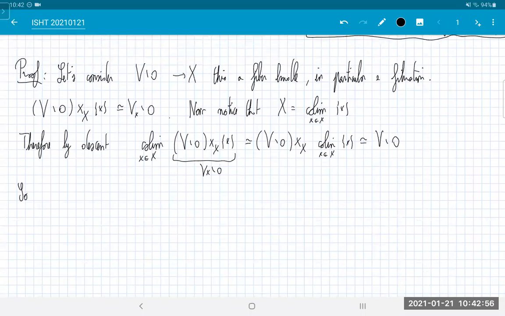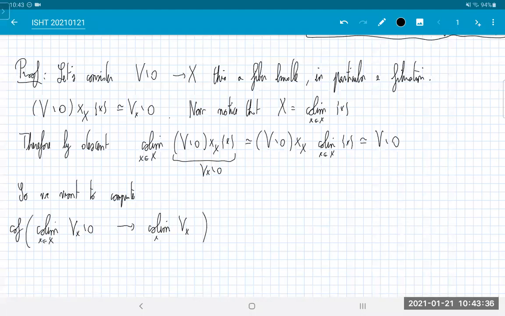Okay, so we want to compute the colimit for x in X of Vx minus 0 to, well, okay, the colimit of Vx. I can do the same for Vx, or I can just notice that Vx is contractible, so it's a point. It's just sort of cosmetic that I'm writing V instead of X in this formula. Sorry, the cofiber of this map of colimits.